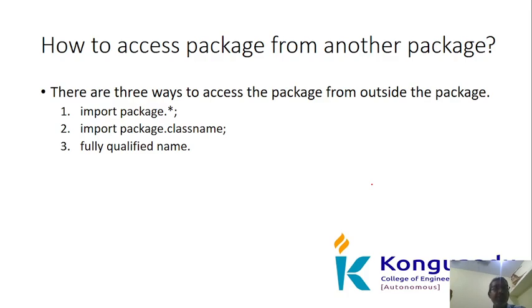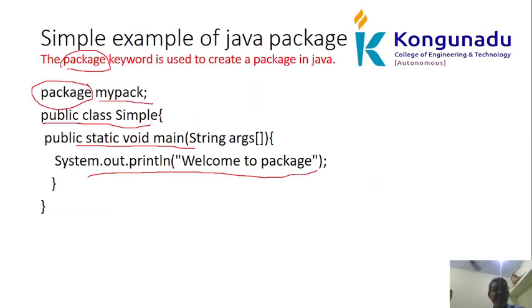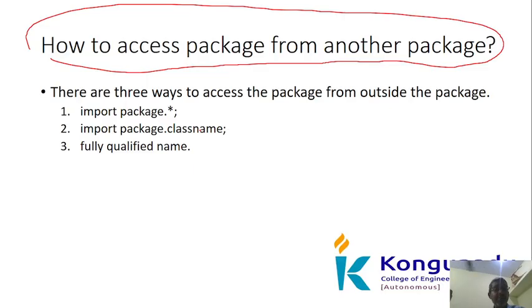There are three ways to access a package from outside the package. How can we access a package from another package? In previous slides, we created one package. Suppose I want to access that package from another package. How can we do it? There are three ways. One is import package.*. Second is import package.classname, and the third is the fully qualified name. You can see examples for each of the three and easily understand.